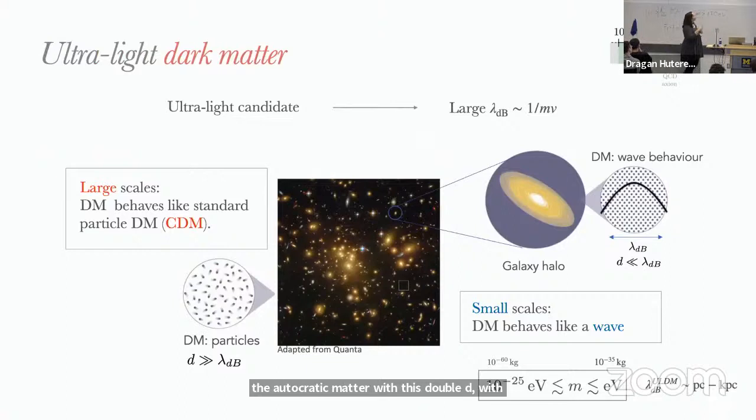So this type of dark matter candidate behaves like CDM on large scales, and it reproduces the power spectrum in the way that our observations tell us that we should. But on small scales, again, the small scales are always popping up because this is where we have freedom to change the behavior of dark matter. On small scales, it behaves like a wave.